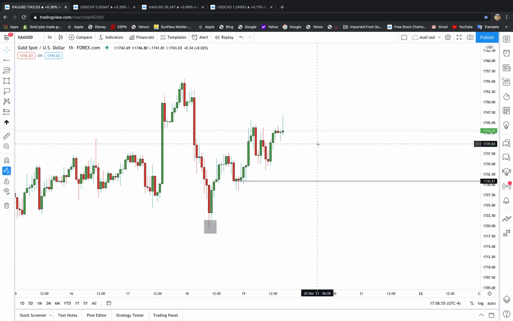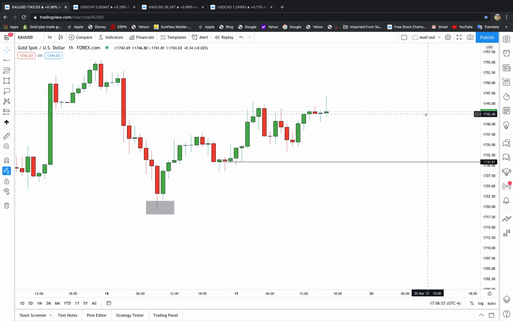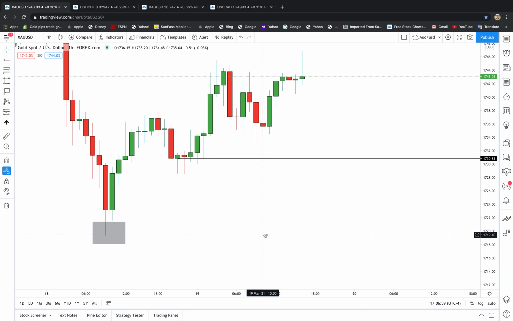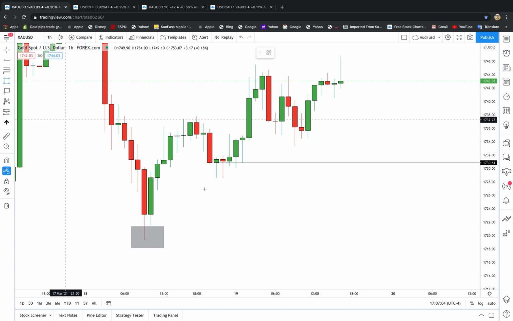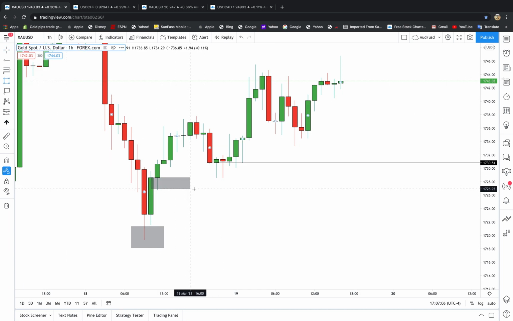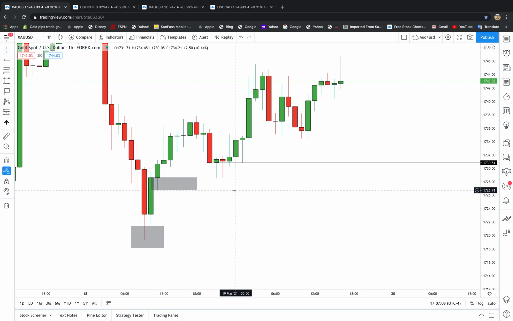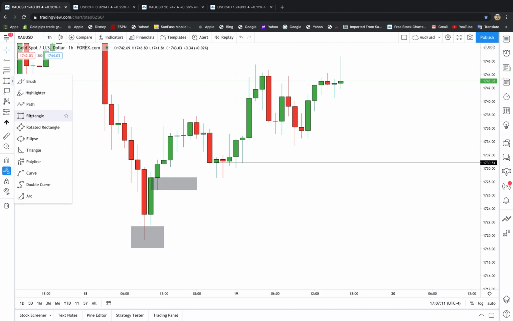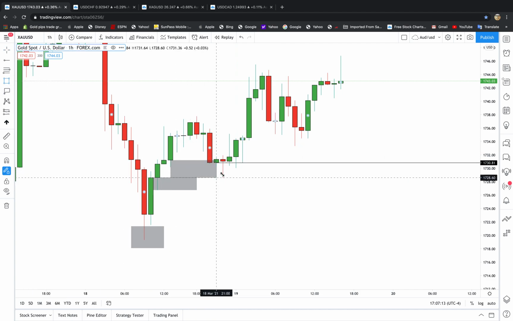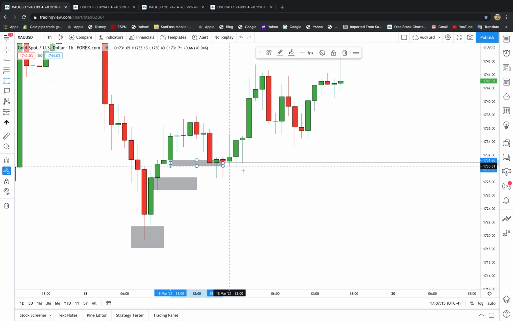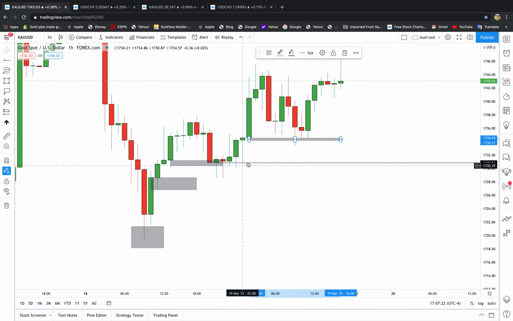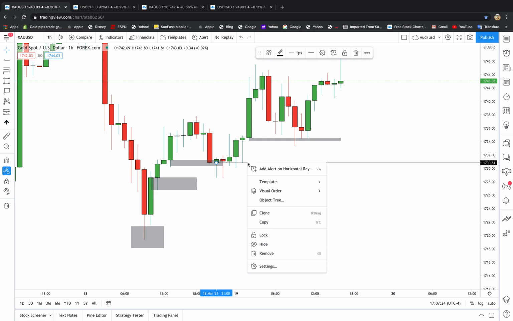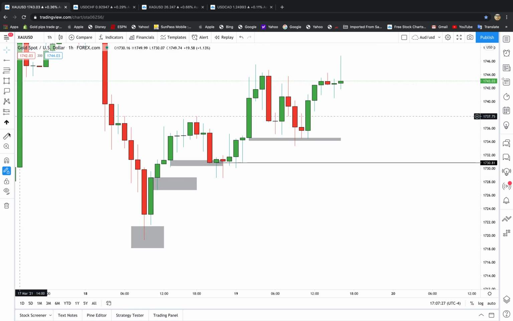So what do I want to look at? Okay, I want to look at these wicks after the first candles form. So I'm looking at this area as support. This area as support. This area as support. Okay. So, all right, let's play it back.